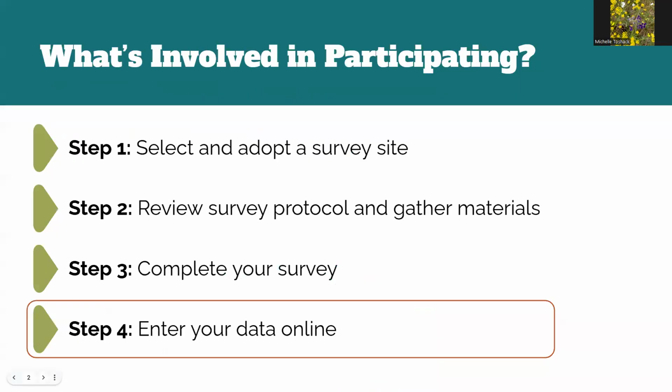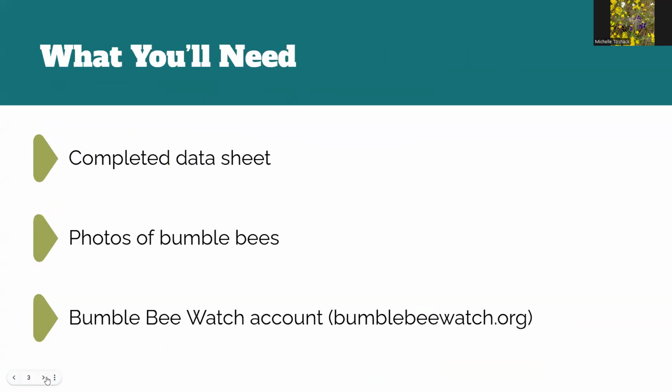This is the final video in a series of Bumble Bee Atlas training videos. This segment provides an overview of how to enter your survey data online. The final step in conducting a survey for the Bumble Bee Atlas is to enter your data online. This allows Bumble Bee Atlas staff to confirm the identification of the bees and compile survey data.